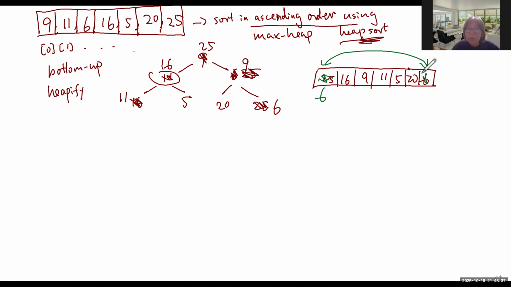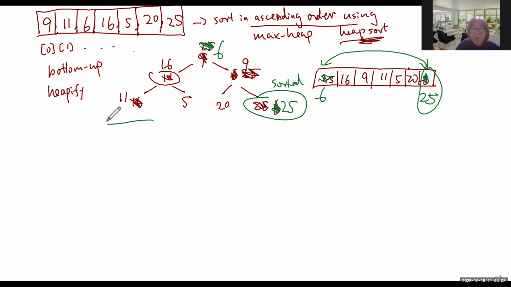So 6 and 25. In the heap, we need to swap it, so 6 and then 25. Now 25 is already at its location, so it's already sorted. We don't need to worry about it anymore. We only need to consider this part of the tree.